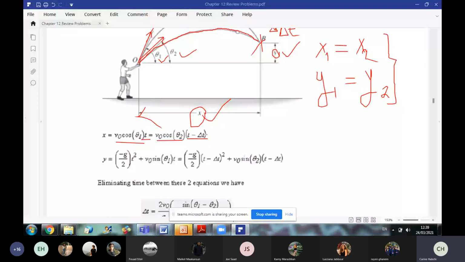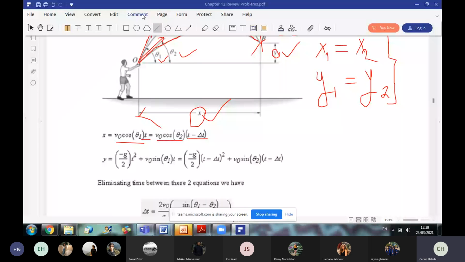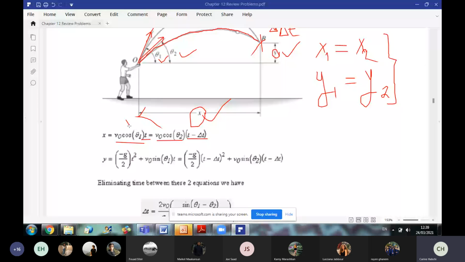So now, writing x1 equal to x2, we get equation number 1: v0 cosine theta 1 times t should be equal to v0 cosine theta 2 times t minus delta t. I repeat, the first term of the equation represents x1, and the second part is x of particle 2. This is equation number 1.